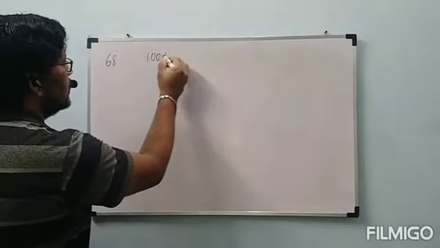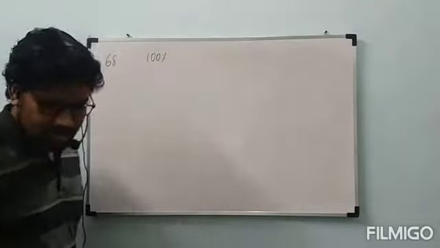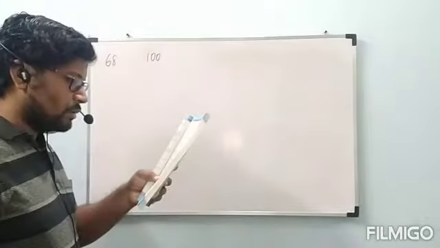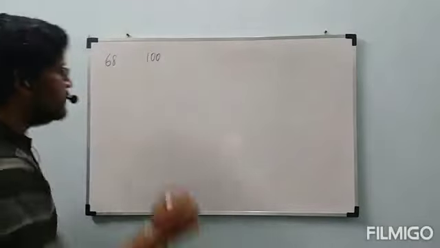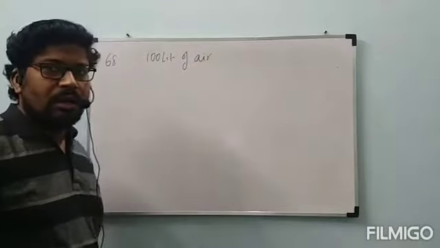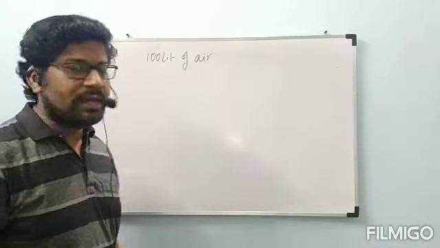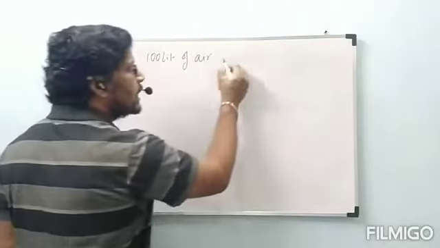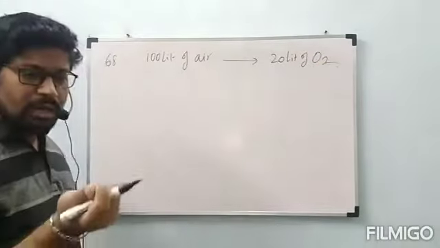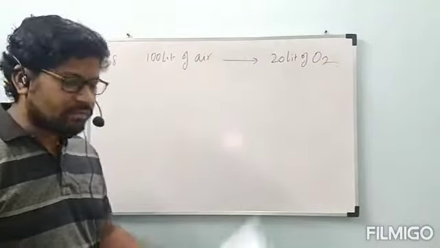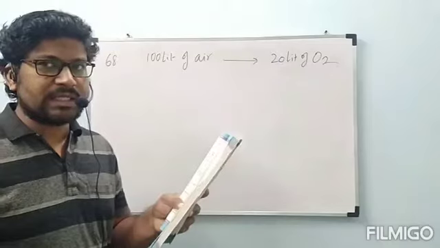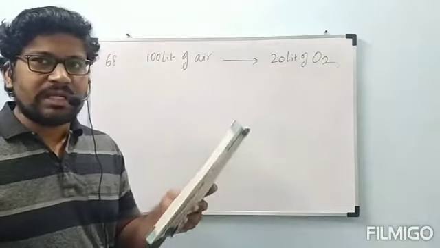If you take 100% of air, by volume they asked, that's why I am taking 100 liters of air. They mentioned 20% by volume, that's why 100 liters of air contains 20 liters of oxygen. That means 20% by volume of oxygen. When we take 100 liters of air, 20% means 20 liters of oxygen will be there.